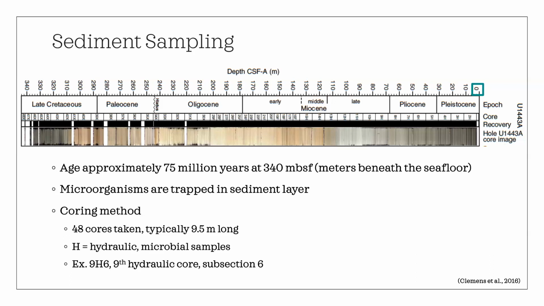One other thing about this is cores are taken out in a series. They're not just one big long chunk coming up. Sediment is drilled and comes up, and each core is approximately 9.5 meters long, and then they're subdivided. So that particular section of sediment is the 9th core, and then you would have it subdivided into different sections.